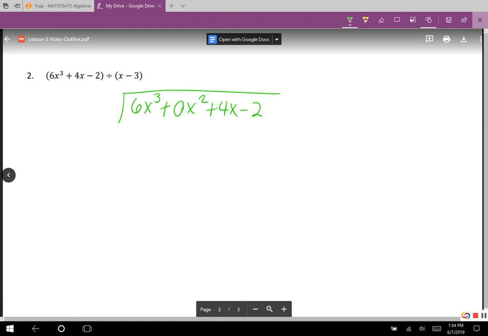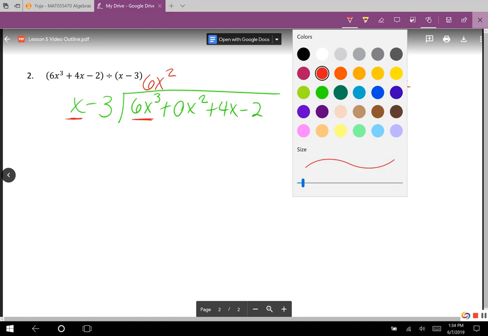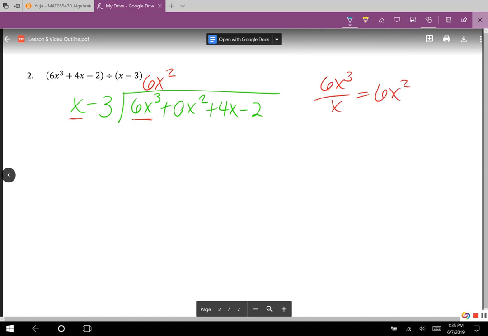All right, and then we're dividing by x minus 3. So to get started, we divide. We look at the first terms only. So 6x to the third divided by x, that's 6x squared. I'm going to write that down on top. And then next thing I have to do is multiply. So what is 6x squared times x minus 3? That's 6x to the third minus 18x squared. And so I'll jot that down over here.